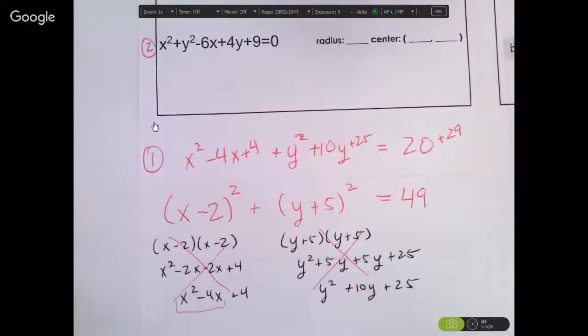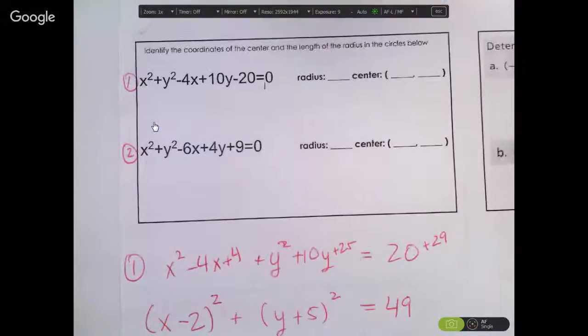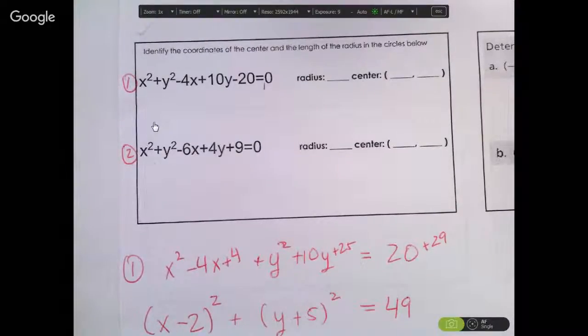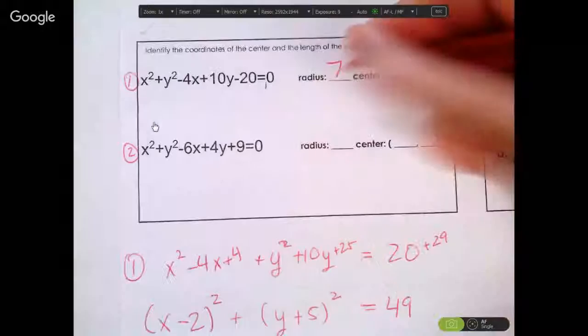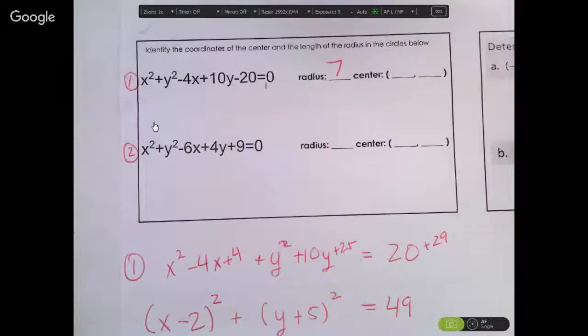Okay? So now that I have it in this awesome form, I should be able to tell you that the radius is what? 7 is the radius? You add the 2 numbers, because you get 49 and then that's supposed to be squared. That's the radius squared, right? So that's 7.